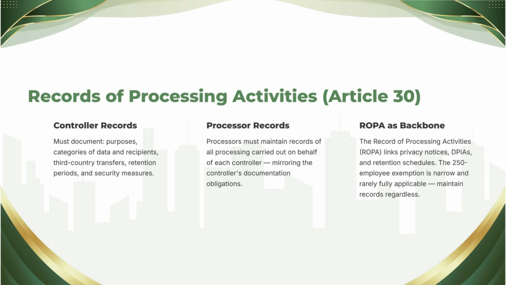What goes in? For controllers, each processing activity gets an entry containing the controller's name and contacts, the purposes of processing, the categories of data subjects and of personal data, the categories of recipients, any transfers to third countries with identification of safeguards, the envisaged retention periods where possible, and a general description of security measures. Processors keep a leaner mirror: the controllers they serve, the categories of processing performed for each, transfers, and security measures.